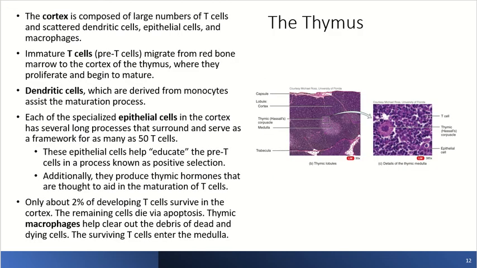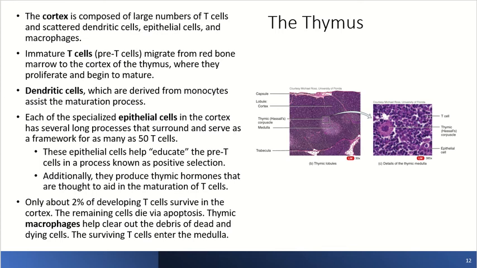So, starting with the cortex, this is composed of a large number of T cells, as well as some scattered dendritic cells, some epithelial cells, and some macrophages. Those immature T cells, or pre-T cells, are going to migrate from red bone marrow to the cortex of the thymus, and from there they are going to proliferate and begin to mature. The dendritic cells are going to be derived from monocytes, and these are going to assist in the maturation process that these pre-T cells are going to undergo.